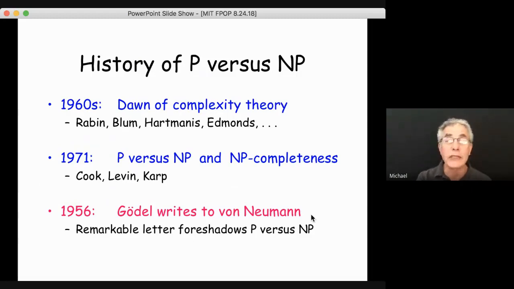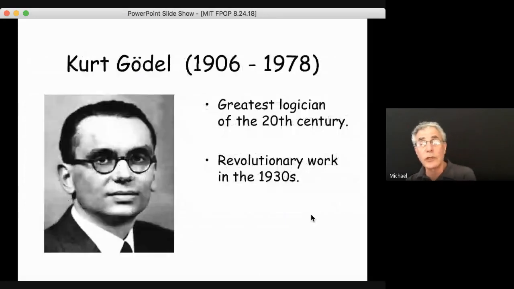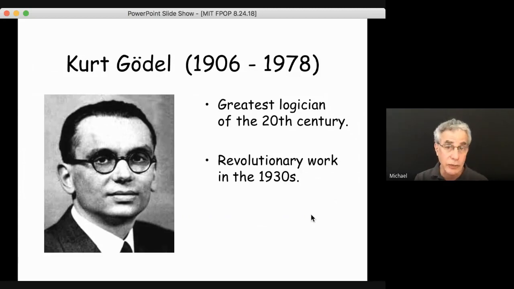Here is his 4-page letter that Gödel wrote to von Neumann in 1956. I'm not going to read it to you because, for one thing, it's in German, but I'm going to highlight a few little key phrases of that letter. But before we do that, let's just remember who these two people are. Kurt Gödel lived in the early part of the 20th century. He was considered to be the greatest logician of the 20th century. Some people say he was the greatest logician since Aristotle. And he proved some very important things about mathematical logic in the 1930s.